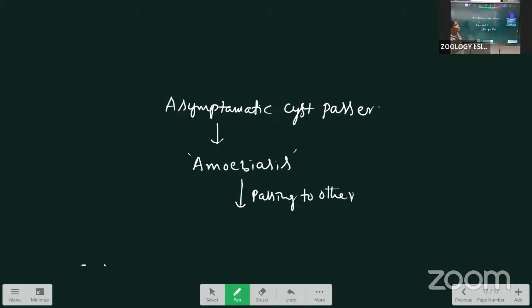We have not identified amoebiasis in some persons, but they are passing it to others. Those persons, whose cysts are passed but who do not have symptoms, we call asymptomatic cyst passers.